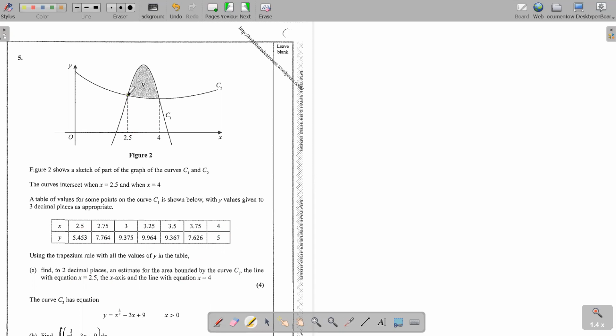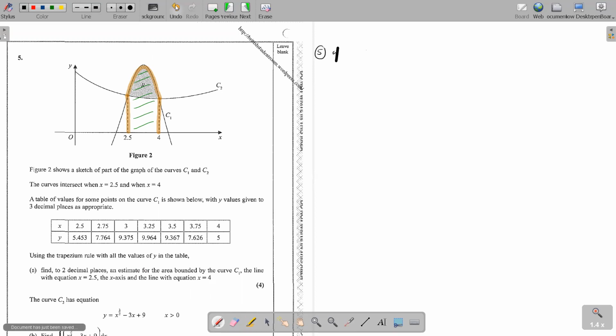The area under the curve C1, so the curve C1 is this one. So I'm going to get the area under the curve C1 between the x limits 2.5 and 4. So basically, I'm going to end up getting this area, isn't it? So let's get that area. So how do we get that area? Question number 5, part A.